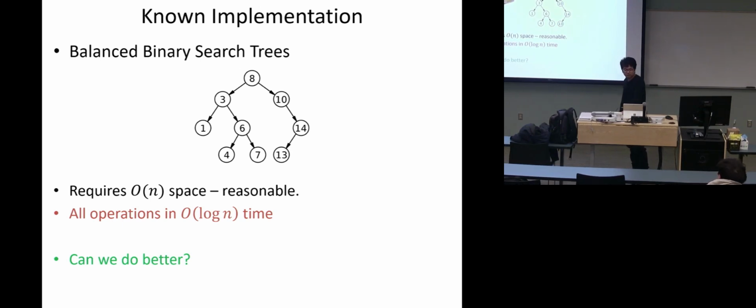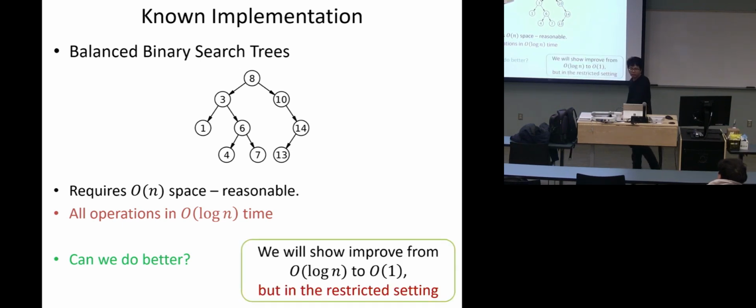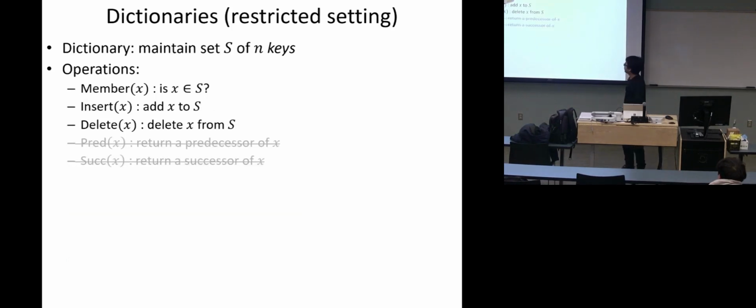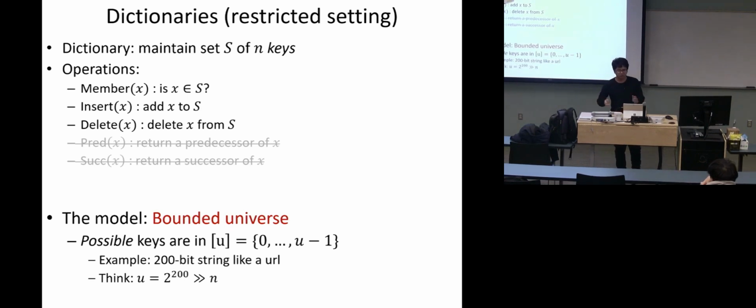Can we do this better? That's the question. What I want to do is to improve log n to constant. But to do that, we're gonna go to a more restricted setting. I will just design an algorithm that can handle only update and lookup, no predecessor and successor. Moreover, I'm gonna assume that the universe is bounded. So the keys are numbers up to u, for universe.